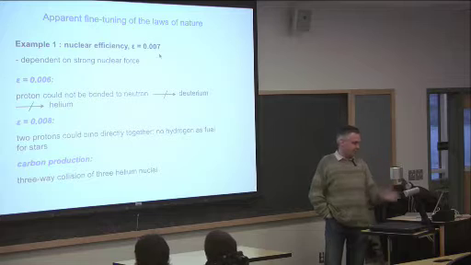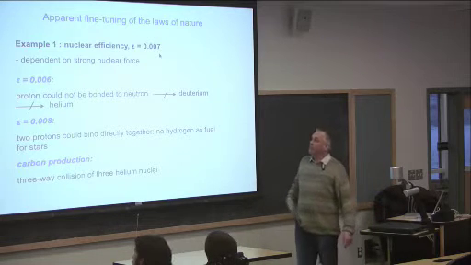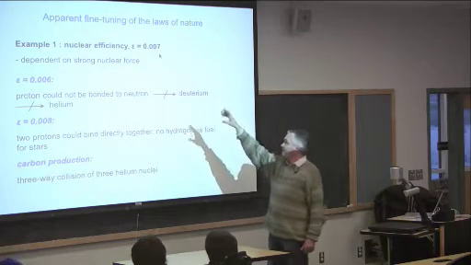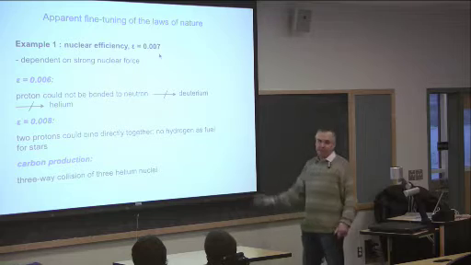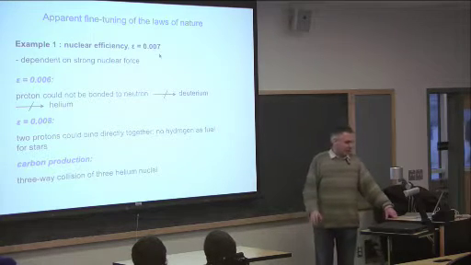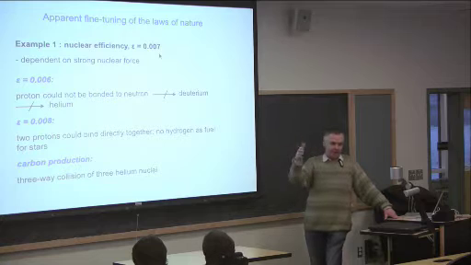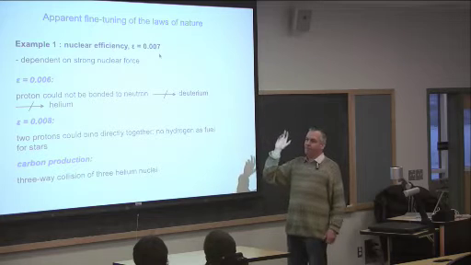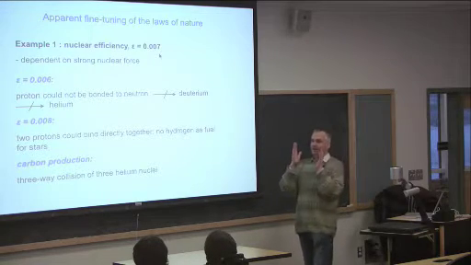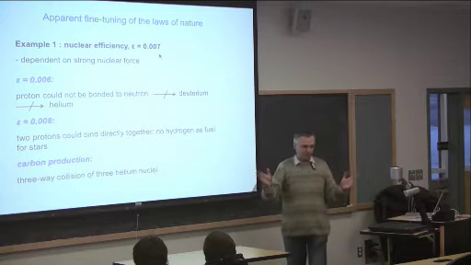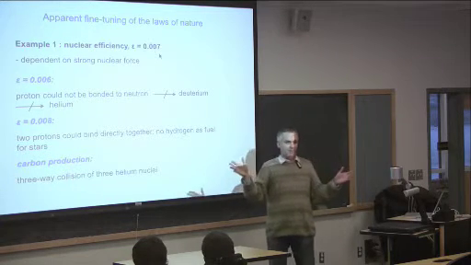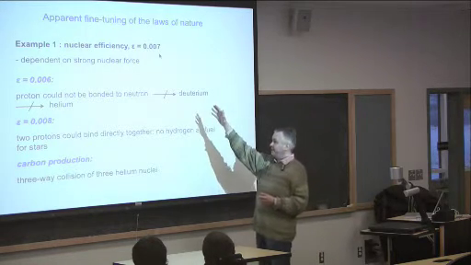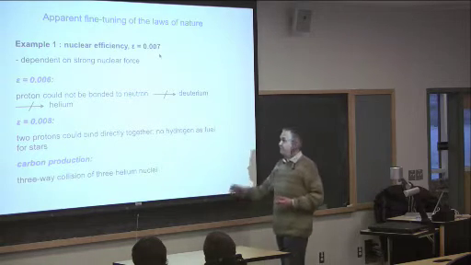So one is simple, the physics of atoms. Here we have the nuclear efficiency, epsilon, which is 0.007. It describes how much of the energy of a hydrogen atom is converted. When hydrogen atoms are fused to helium atoms, some of the mass is converted into energy, and that fact is dependent on the strong nuclear force.